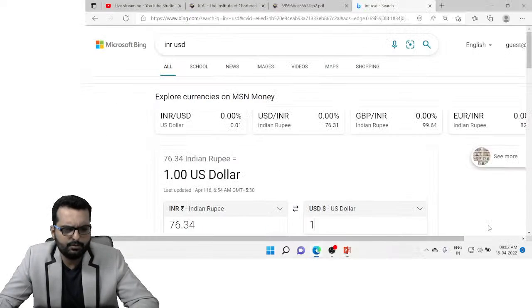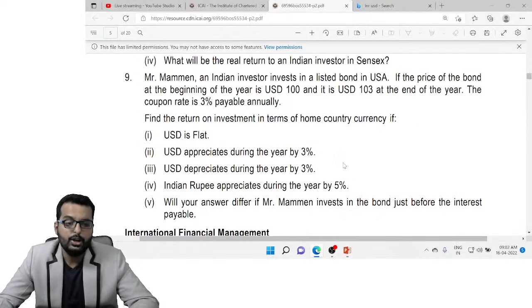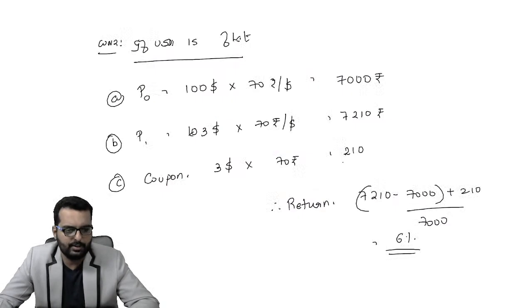I believe you are all done with the first one. Now we go to the second one. USD appreciates by 3%. Wonderful. So now what will happen? I'll write down.